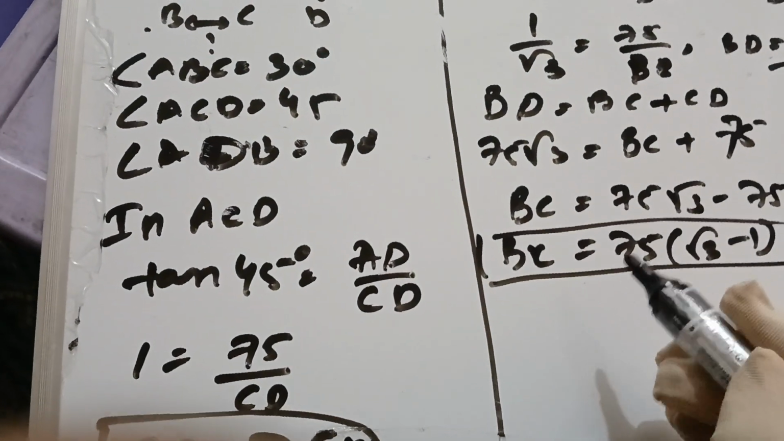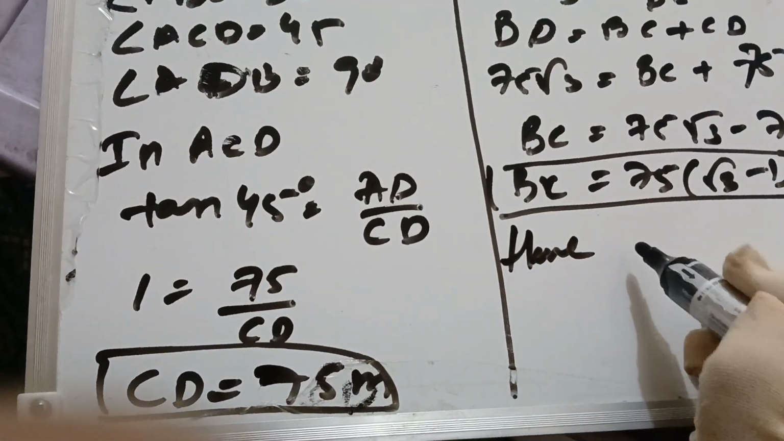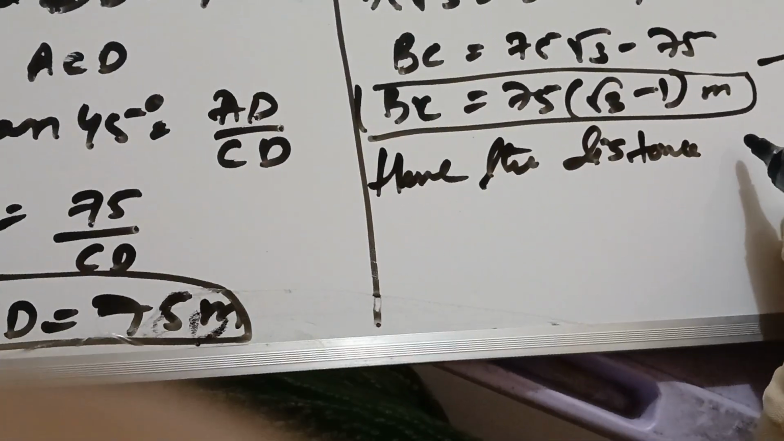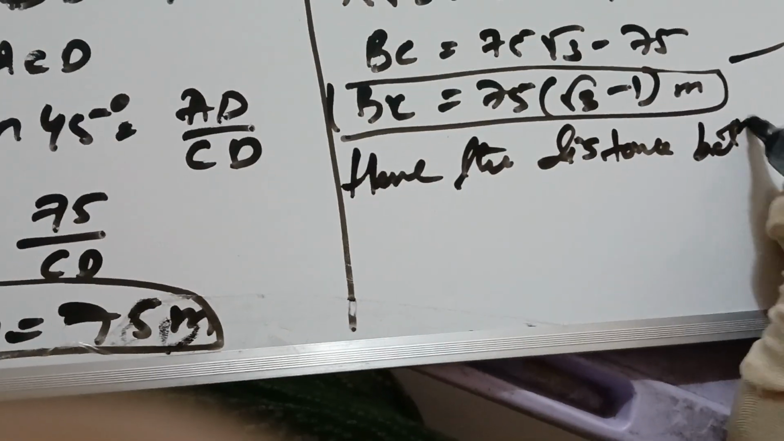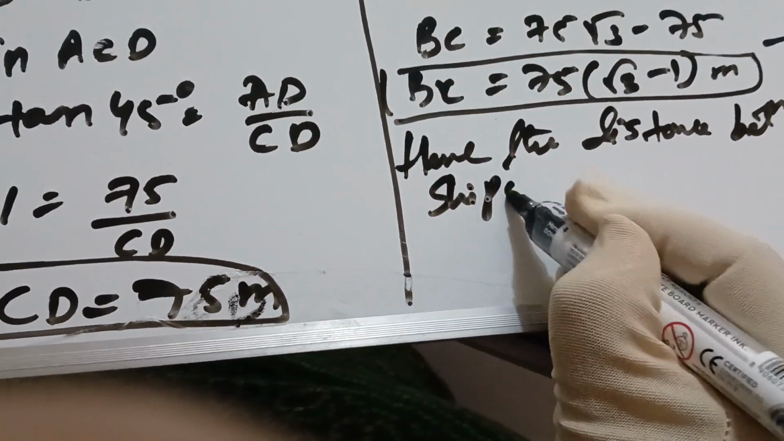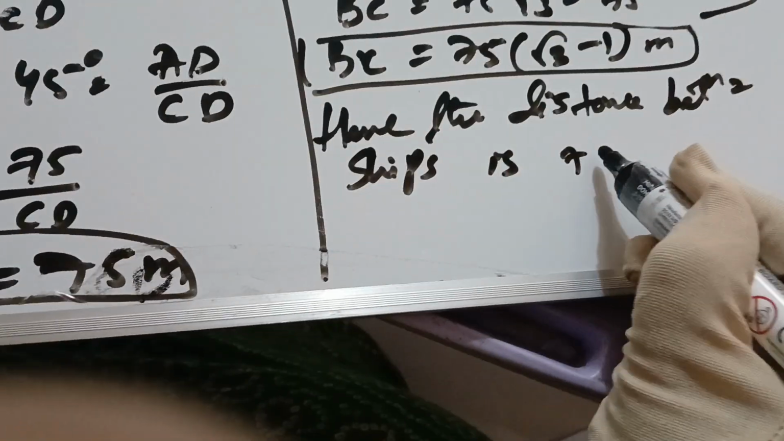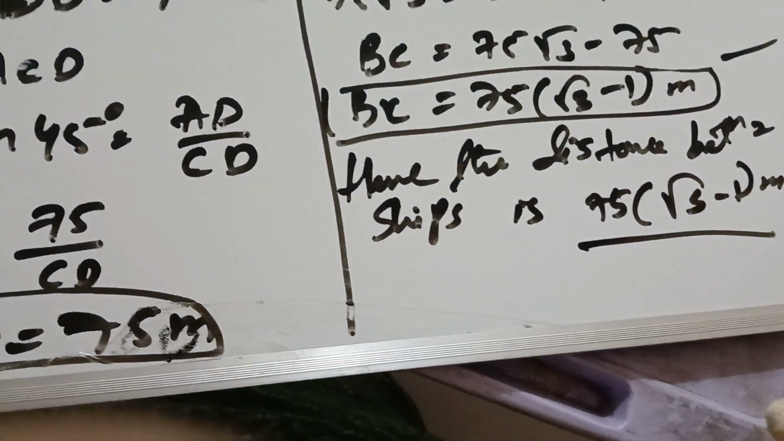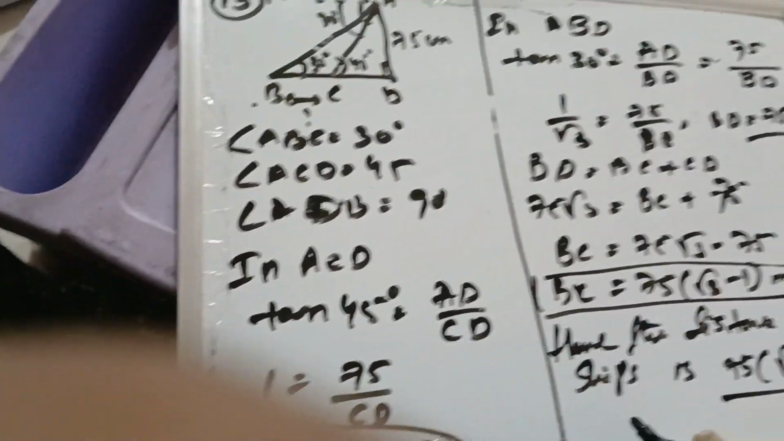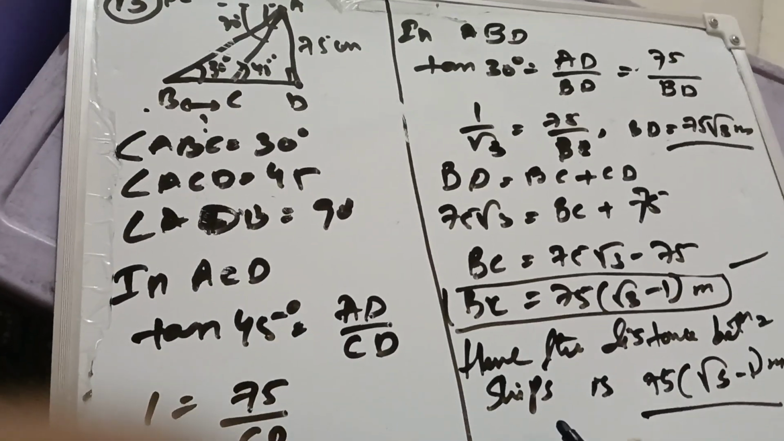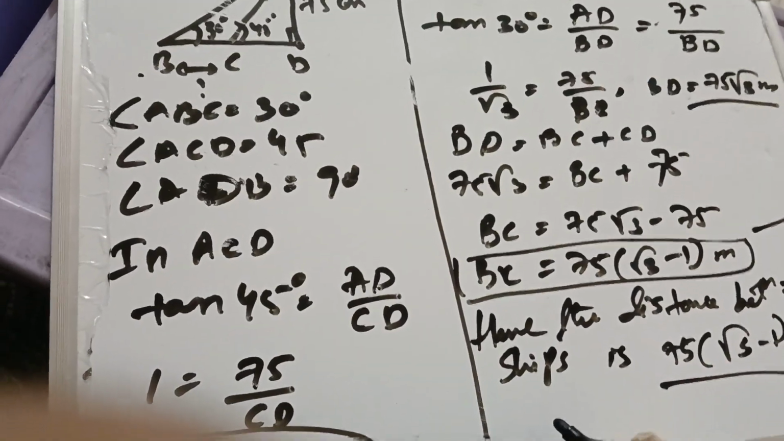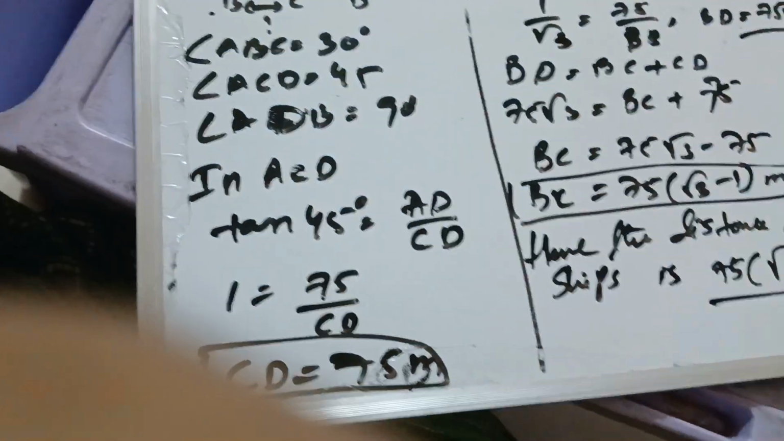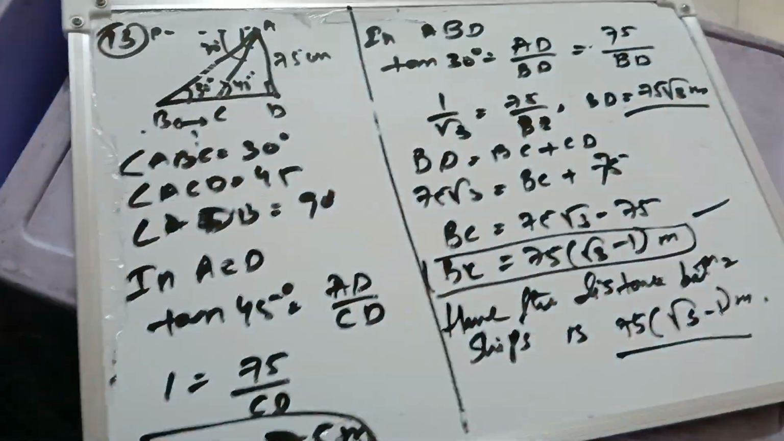Is it clear? So hence the distance between the two ships is 75 root 3 minus 1 meters. Is it clear? So today we have solved the two exercise problems of application of trigonometric ratio. Clear? Is it clear to everyone? Yes. Thank you.